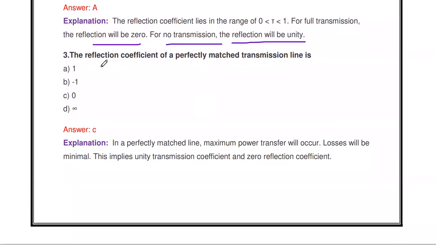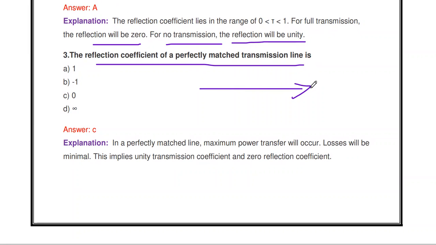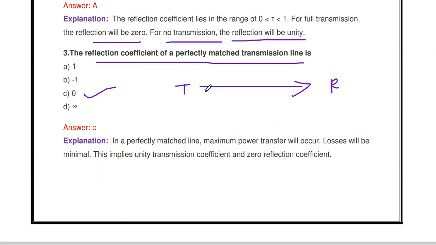Then the next one: the reflection coefficient of a perfectly matched transmission line is dash. Perfectly matched transmission line means 100% of the signal is transmitted from the transmitter to the receiver, so there is no reflection from receiver to transmitter. In that case, what is the reflection coefficient? For a perfectly matched transmission line, the reflection coefficient should be 0.